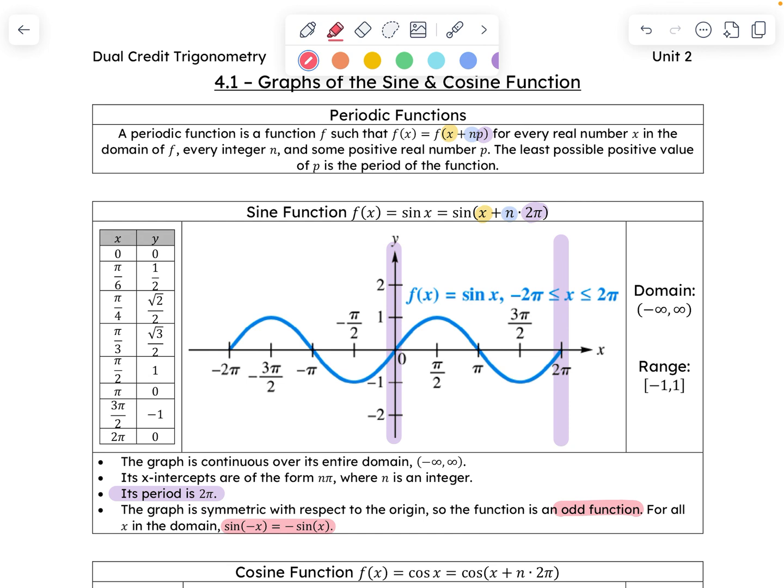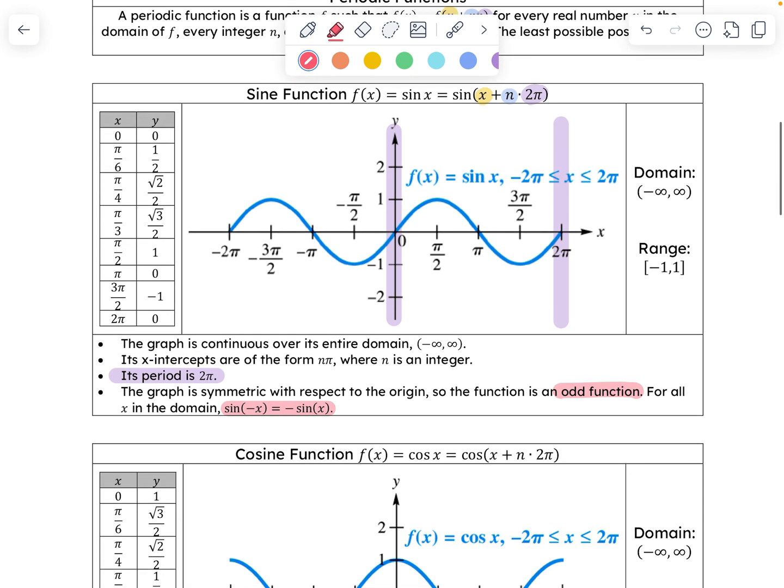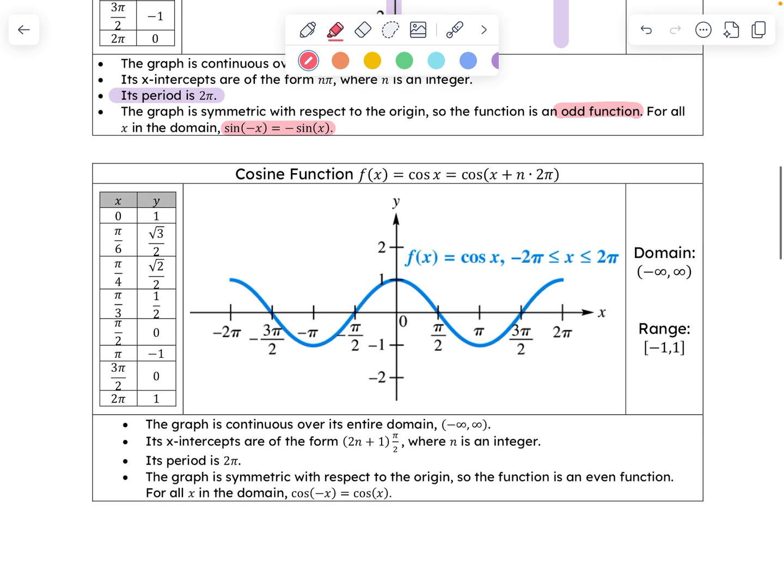So like I was saying, we're taking our unit circle, and instead of our x and our y being our cosine and our sine, now our x values are our angle measures, and our y values are just our sine values. Now, if we look here, we've got our cosine graph. Similar thing. We're taking our unit circle, but instead our x are our angle measures, and our y values are our cosine values.